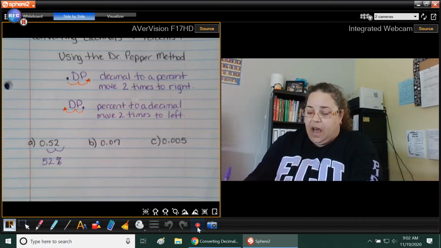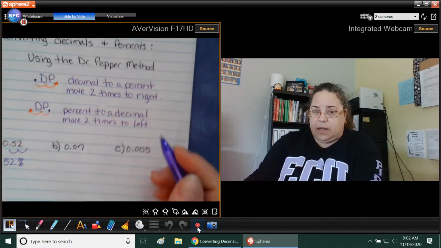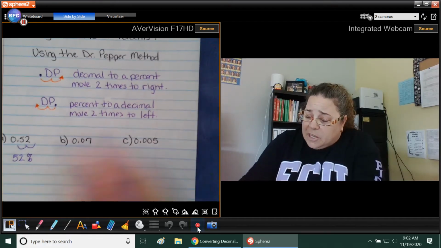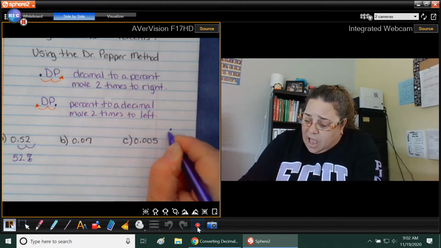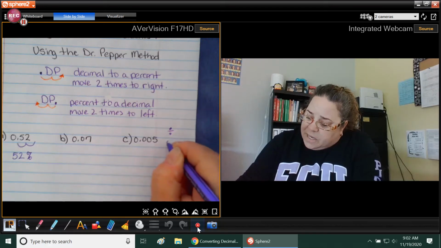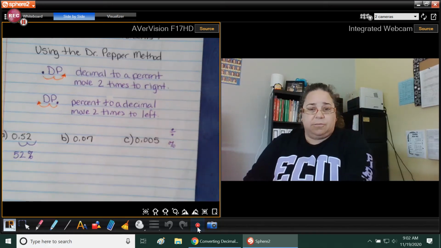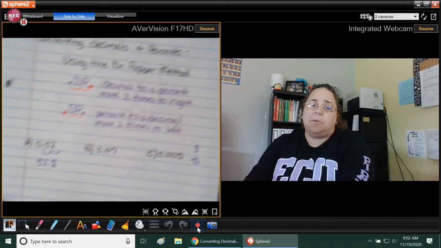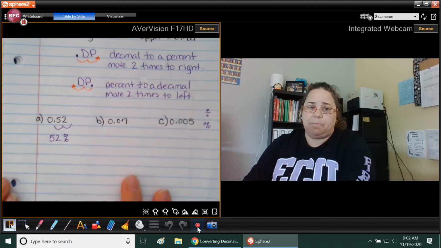Remember that you don't have to write this down. I'm just going to write it in my sidebar. Remember that your division should be top and bottom, and your percent should be diagonal. And that will help you keep them straight so you don't get confused.